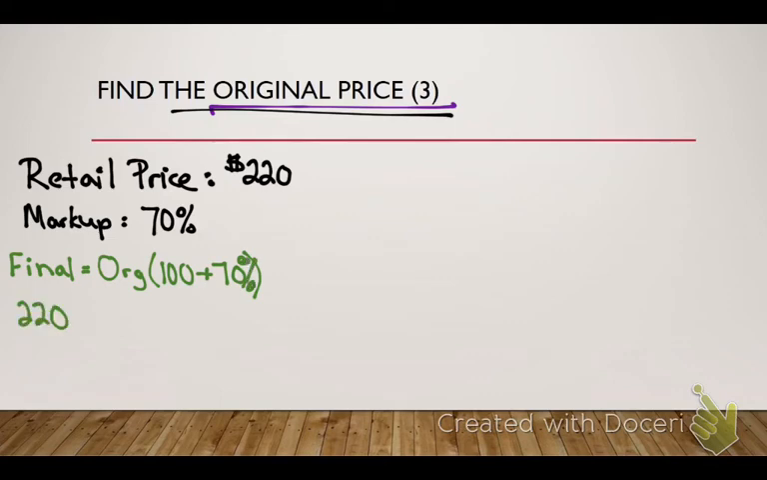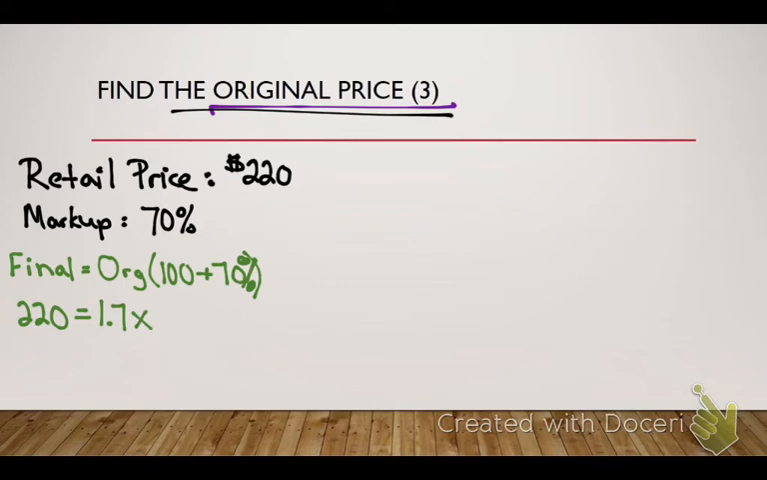I still am seeing a lot of people trying to put 220 in for the original amount. It's not the original amount. That's what you're solving for. That's the final amount. Equals, all right, and I have original, which I'm going to say is x, times 1.7. Is there another way I could write that? 1.7x. And please write it that way. Just write it 1.7x. Okay?